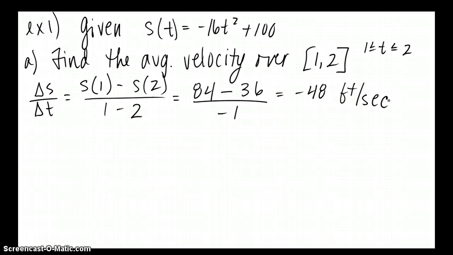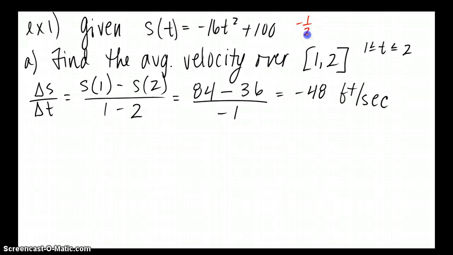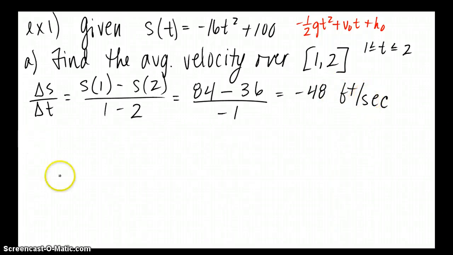So for those of you that are in physics right now, the negative 1/2 gt squared plus initial velocity plus initial height. When your acceleration due to gravity is 32 feet per second, then I know that's where my units come from. We'll talk more about units as the year progresses, but if you didn't know that, that's fine. I gave that to you.